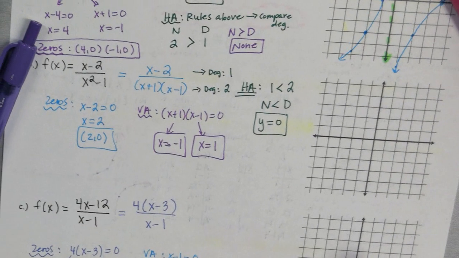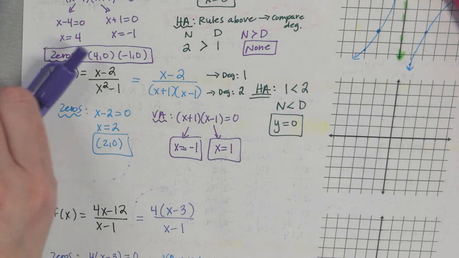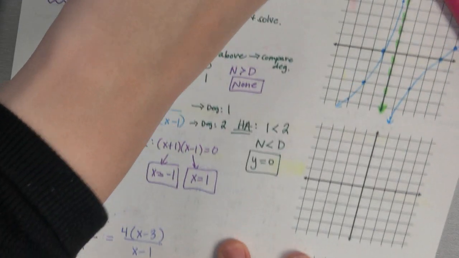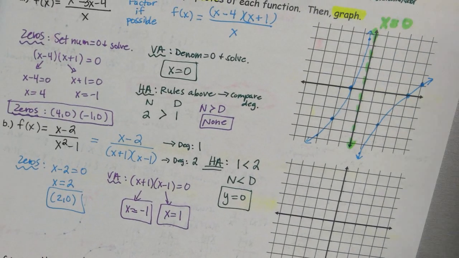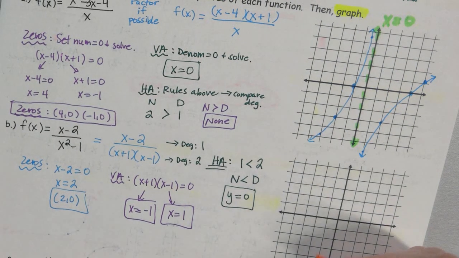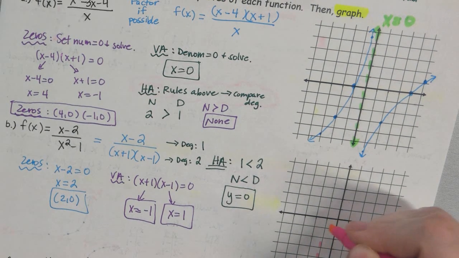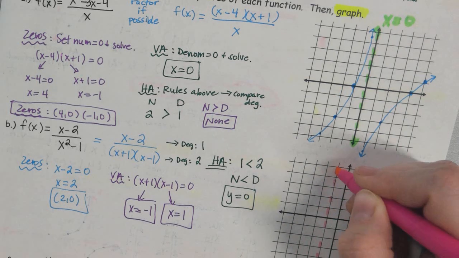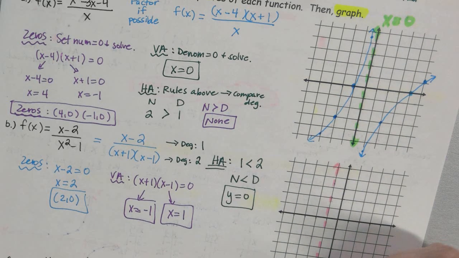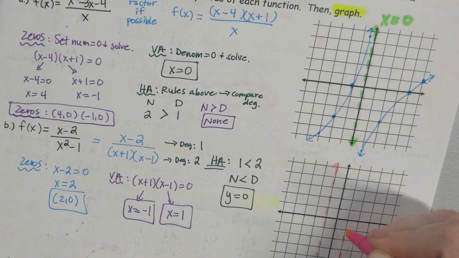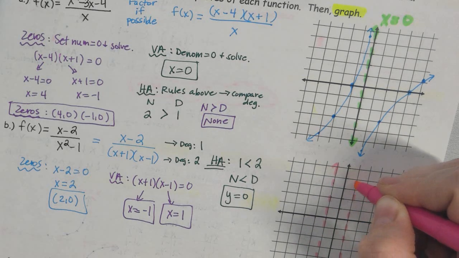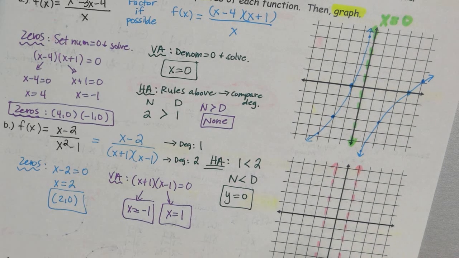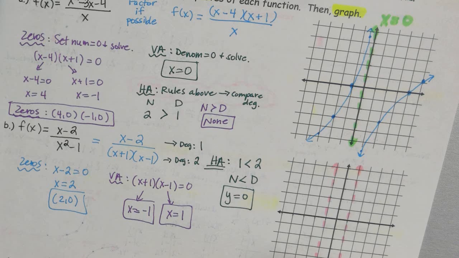Okay, so let's go back and graph this one. And again, I always start by graphing my what? Nope. You could do your zeros first, though. Yes, I like to do the asymptotes because they are telling you where you need to go.